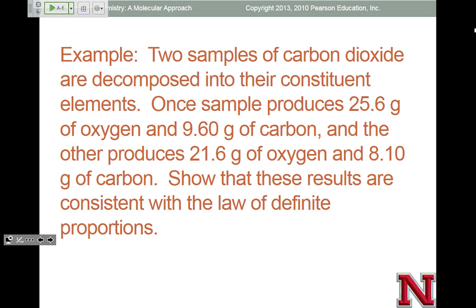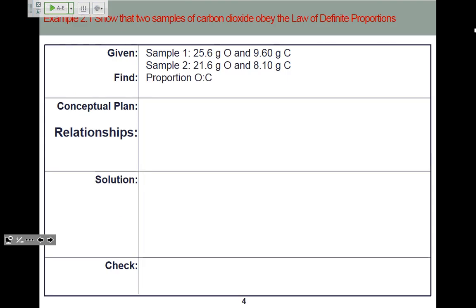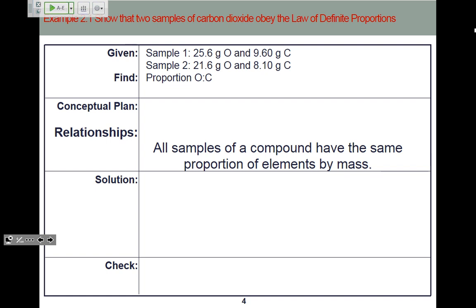An example of that, let's say we have 2 samples of carbon dioxide, and they decompose into our constituent elements so we can measure how much of each we have. So one sample produces 25.6 grams of oxygen and 9.60 grams of carbon. The other produces 21.6 grams of oxygen and 8.10 grams of carbon. If we want to show that this is in agreement with the law of definite proportions, all we have to show is that the ratio of oxygen to carbon in each sample is the same. That's all we're looking at. So that's all we're showing to show that the law exists.